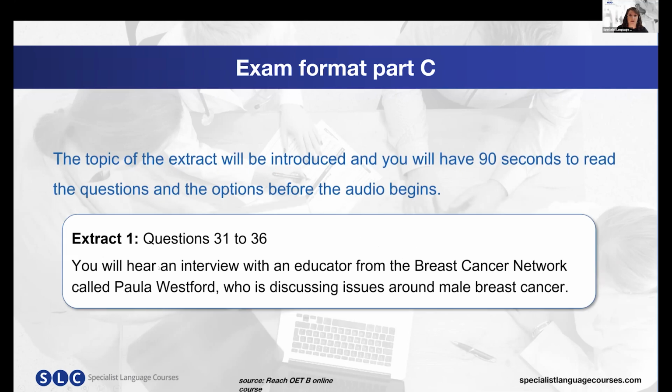After that, you will be given the topic of the extract, so it will be introduced on your question paper, and you will also hear it on the audio. So you will hear the topic and the context, and then you will be given 90 seconds to read the questions before the audio begins. So it's very important that you have a clear idea of what you should do in those 90 seconds. So having a clear strategy and steps to follow, again, will help you to reduce your exam day nerves and give you the best chance of getting a good score in your OET.